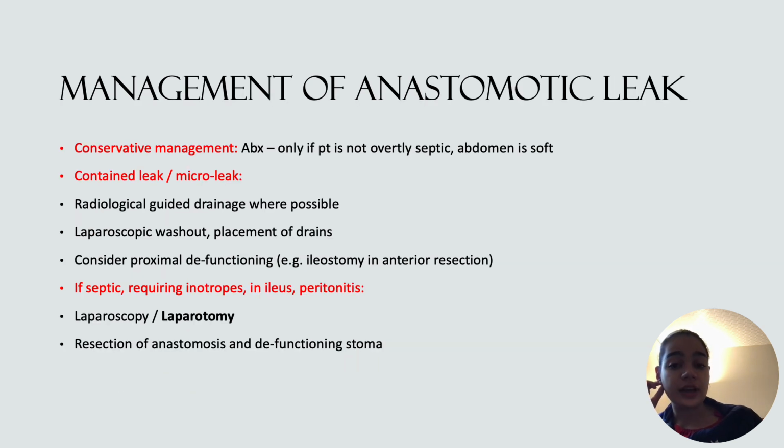How do we manage a leak? Firstly, there's conservative management, so antibiotics, and this is appropriate if the patient is not overtly septic and their abdomen is soft. If there's any contained leaks, you could do a radiologically guided aspiration or a laparoscopic washout and placing a drain. However, if the patient is septic, needing inotropic support, in ileus or peritonitic, they need a laparotomy to resect the anastomosis and to form a defunctioning stoma.